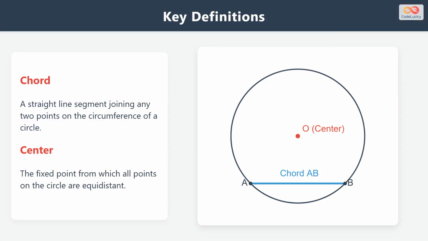Before we dive in, let's clarify two key terms. A chord is simply a straight line connecting any 2 points on the circle's edge. The center is the middle point, from which the distance to the edge is always constant.